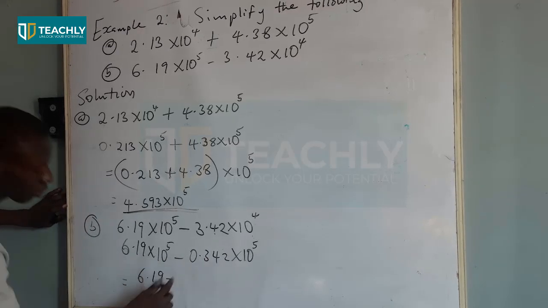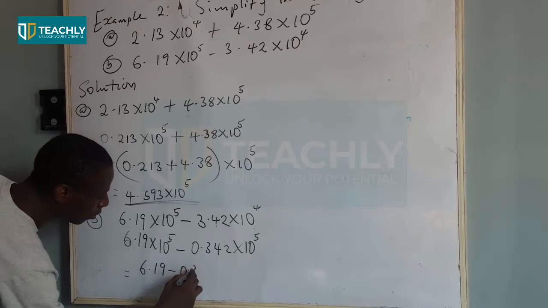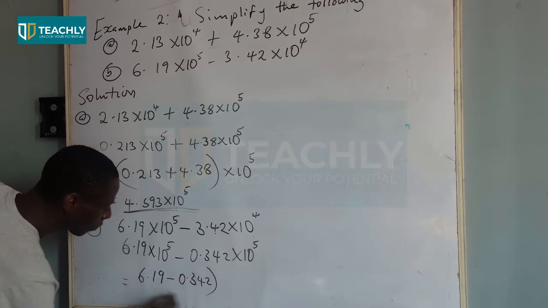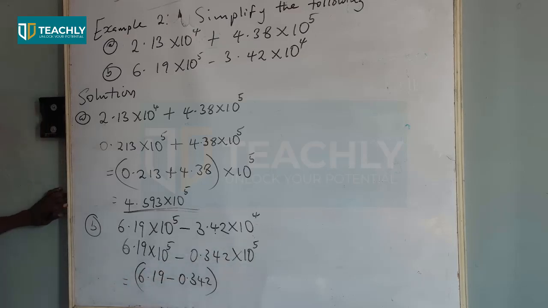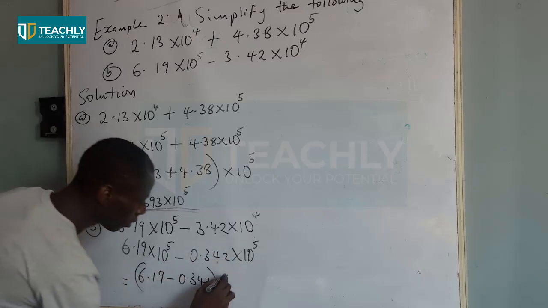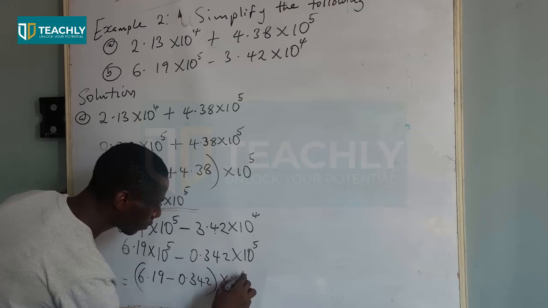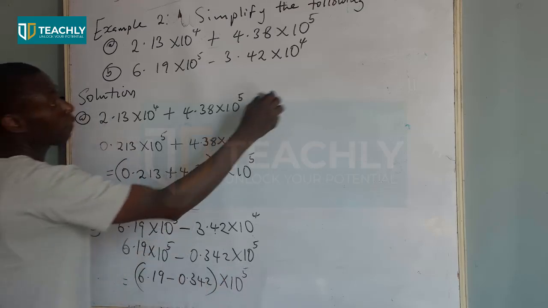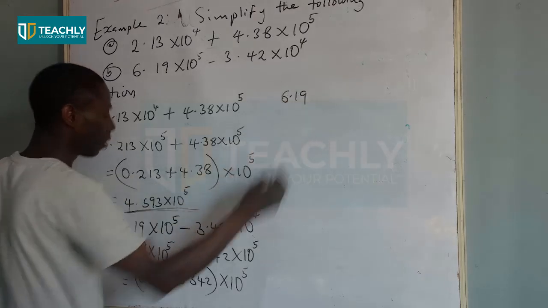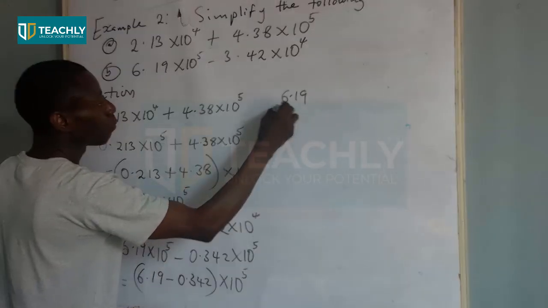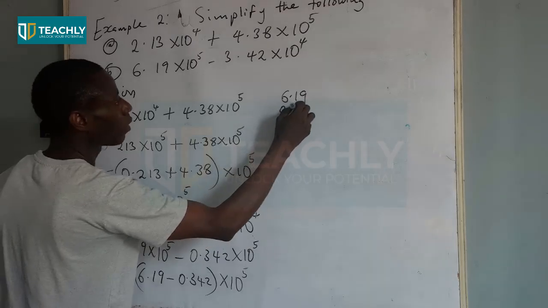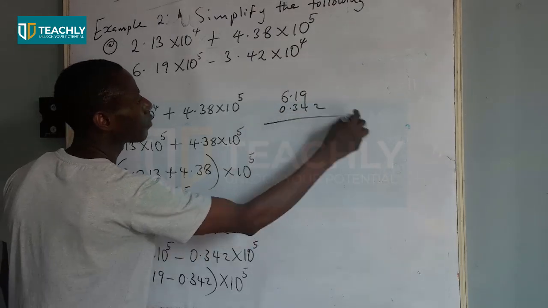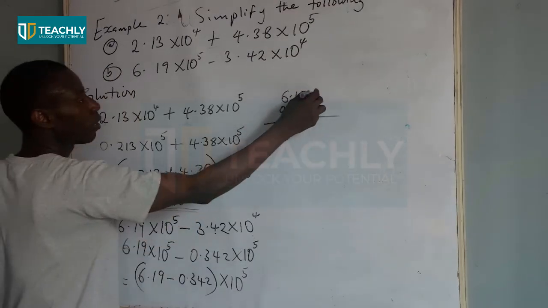6.19 minus what? 0.342. Let's put power 5 behind, and it's 10 power 5 like this. Okay. Let's now subtract this. We have 6.19. Let's subtract 0.342 from it. So here you can put 0 here.